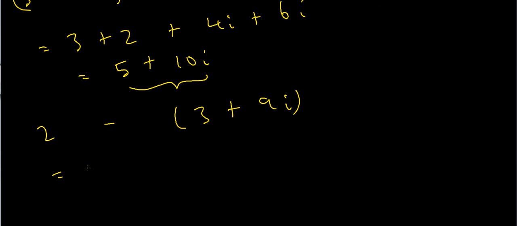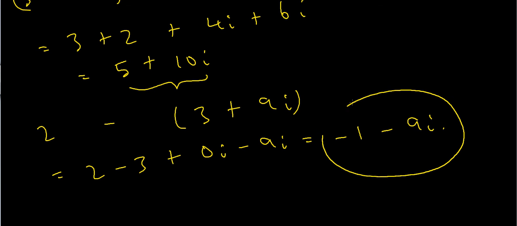So let's see what happens. So we've got 2 minus 3, and we've got plus 0i minus 9i. Remember that this is a complex number with a 0 imaginary part. And so we've got 2 minus 3 is minus 1. And 0i minus 9i is just minus 9i. So 2 minus this complex number gives us this complex number. So that's how we add or subtract complex numbers.